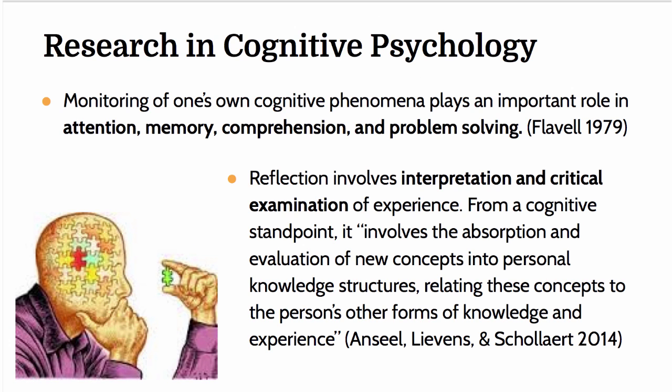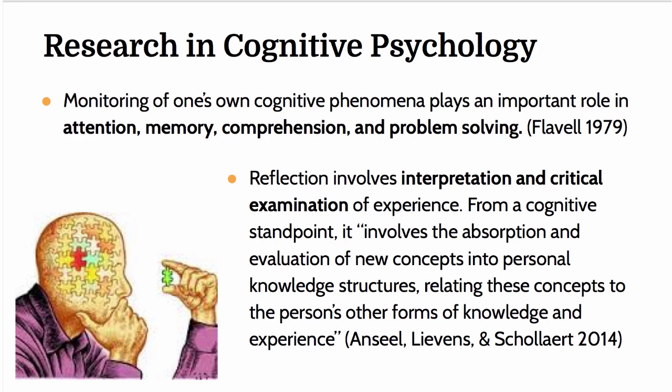These first two quotes come from researchers in cognitive psychology. So the first is from Flavel, and he's very well known. I see his name come up in almost every article I've read about reflection. Well, he's been around a while. He talks about how reflection, or monitoring one's own cognitive phenomena, has an important role in not just learning, but he breaks learning down to attention, memory, comprehension, and problem solving. Which are all the things that as instructors we want our students to be doing in the classroom.